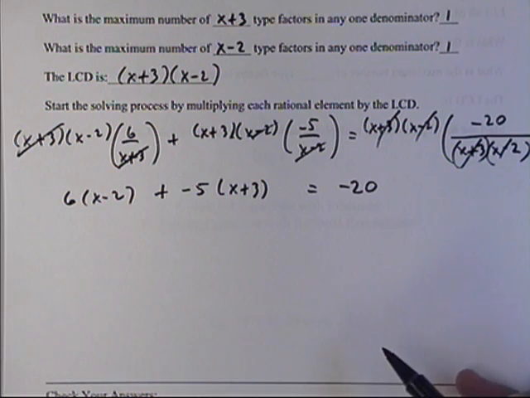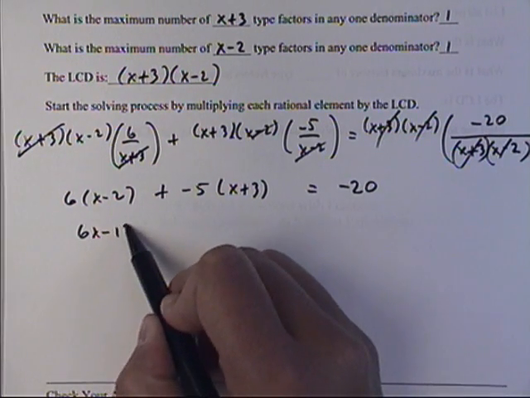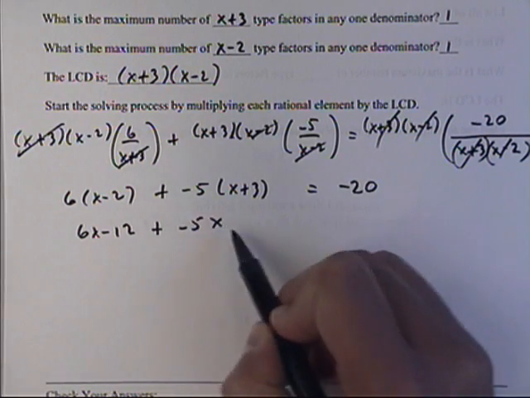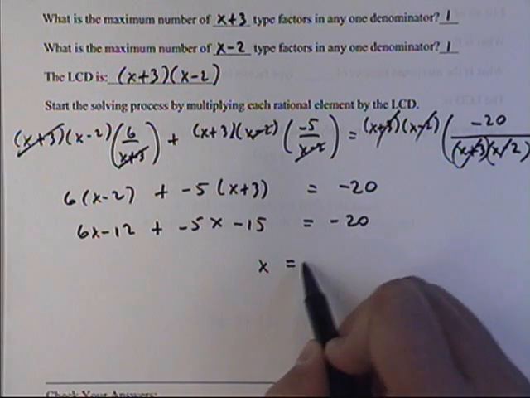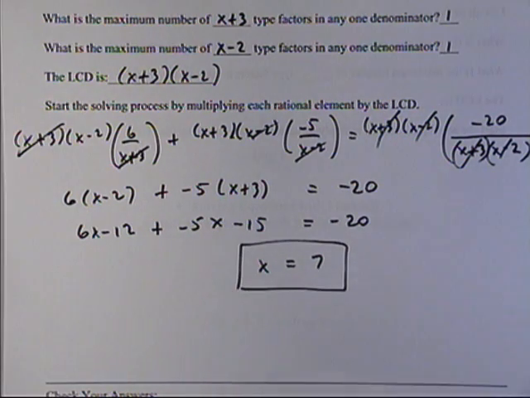And then just solve. So I have 6x minus 12, negative 5x minus 15, and so you get x equals 7. Now, with this example, we have to check our answer. Why do we have to check our answer here when we didn't have to on number 1? Well, the answer is that number 1 had all simple number values in the denominator. It had things like 14 and 4 and 7. Now, 14 and 4 and 7 are never going to change to be anything else. They're always going to be 14 and 4 and 7.